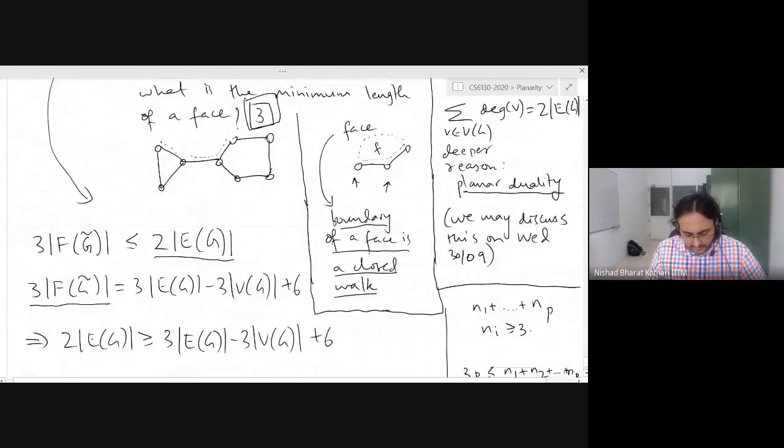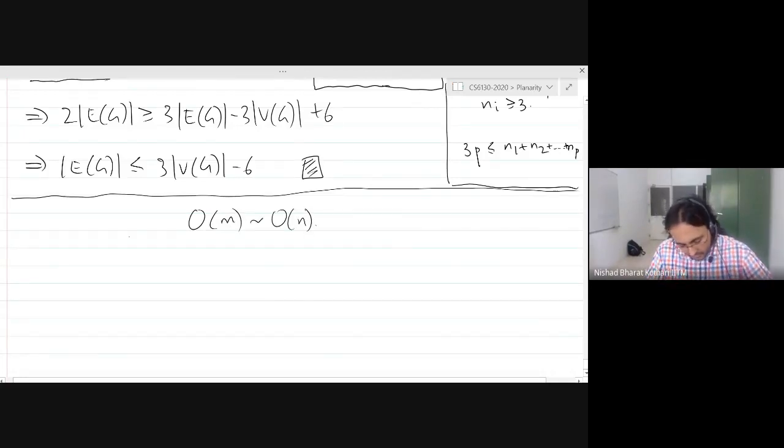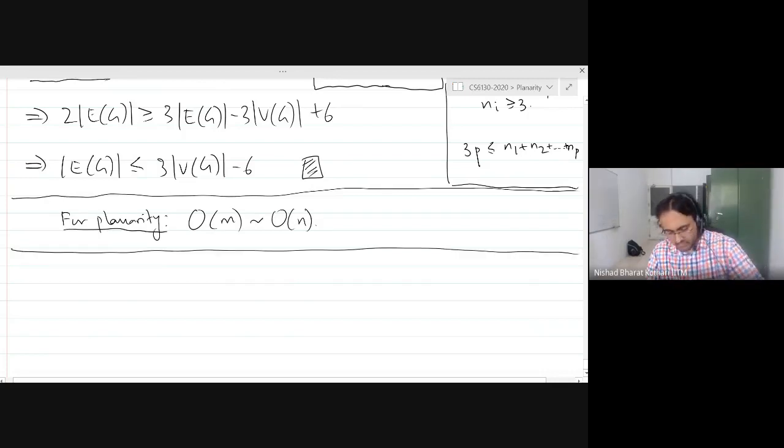All right. So the gist of this is that for planarity, order m is order n. For our decision problem, well, let me just say for planarity, most problems in planarity, you don't need multiple edges. They don't add anything to the problem.